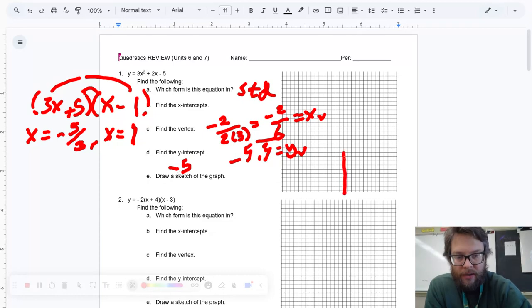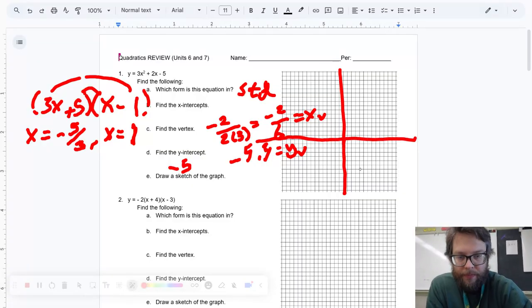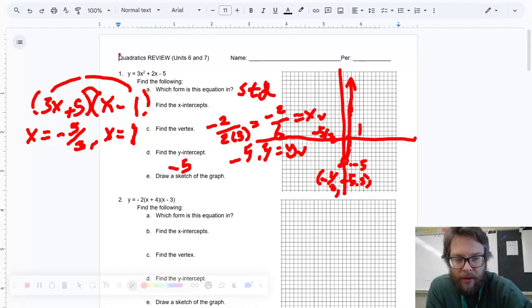So if we're drawing a sketch of the graph, it's not going to be pretty with the screenwriter here, but we'll do what we can. So negative 5, 1, 2, 3, 4, 5. So that's a negative 5 is the y-intercept. The vertex is right there at negative 2/6, negative 1/3, comma, negative 5.3. The x-intercepts are at 1 and at negative 5/3, which is just right about there. And then it's a pretty steep looking parabola from there.